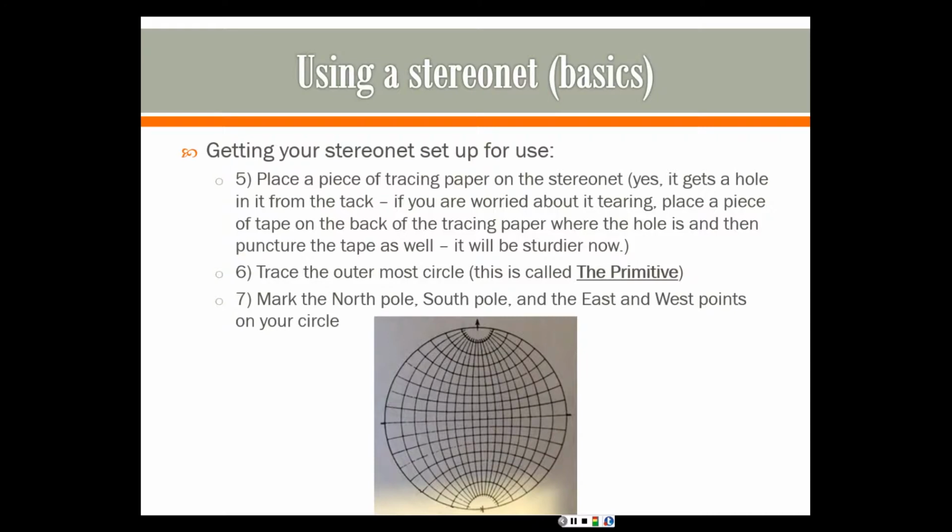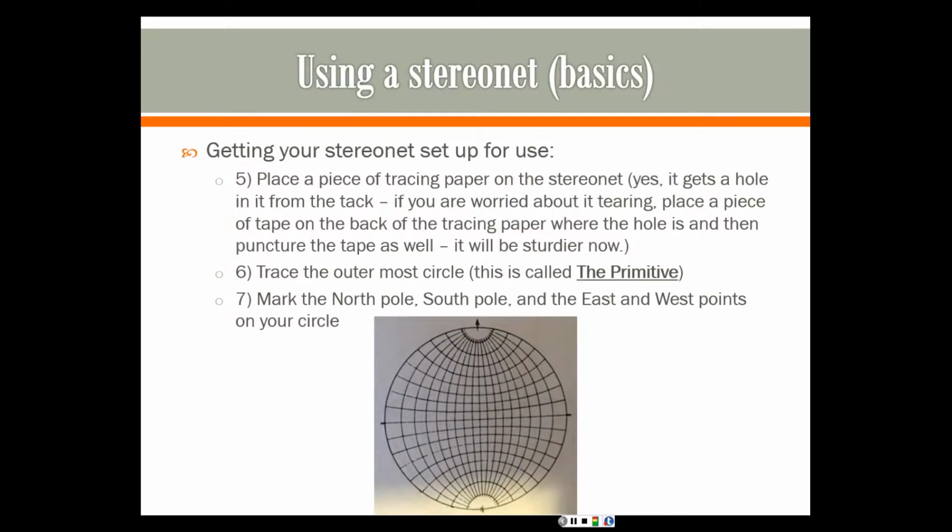The first thing that you always have to do for a stereo net is trace the outside of the circle. It's called the primitive, and if you don't have that, your lines and curves have no setting, and so they're kind of useless. And you also have to mark the north, south, east, and west points on there, so then you know orientation. That's very important because otherwise it doesn't tell you strike and dip if you don't know which way is north.